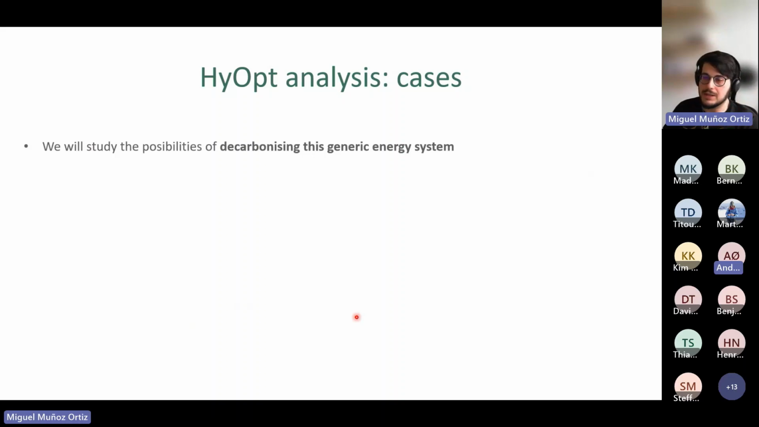And based on this generic system, it's not a real case, but I wanted to show what kind of information the model gives and what the optimization consists of. So if we look at the possibilities of decarbonizing this generic energy system with PV, wind, electric batteries, and hydrogen storage, we can compare it to a base case or a reference, which will be the case where all the electricity is provided by the diesel generator.